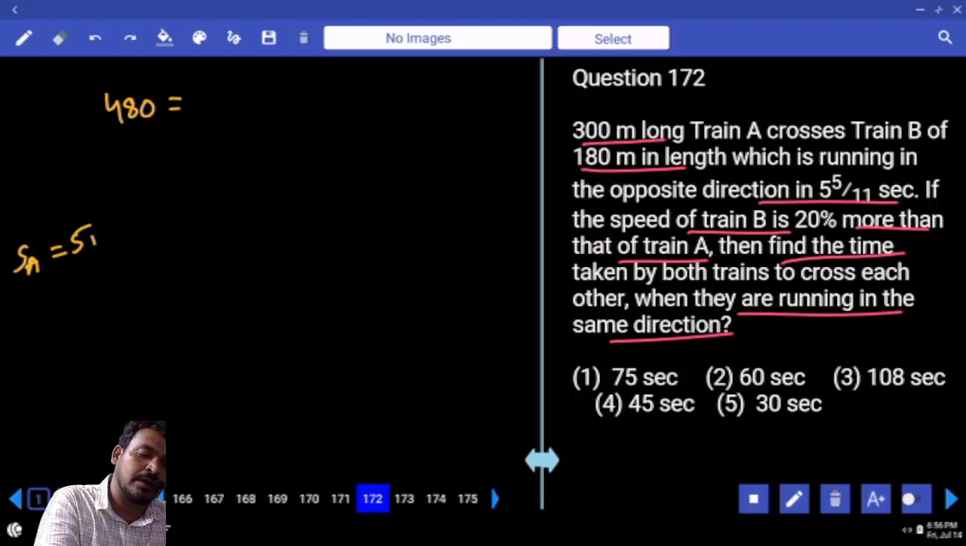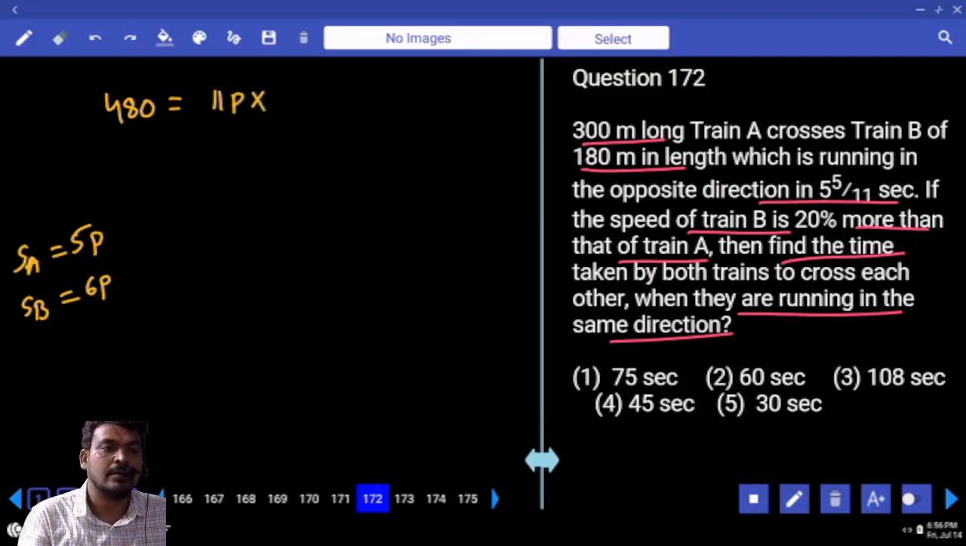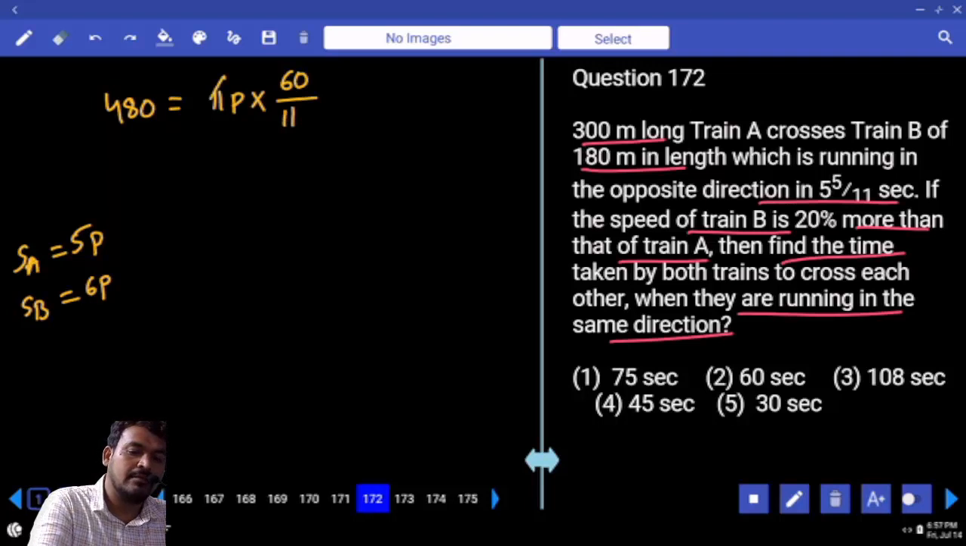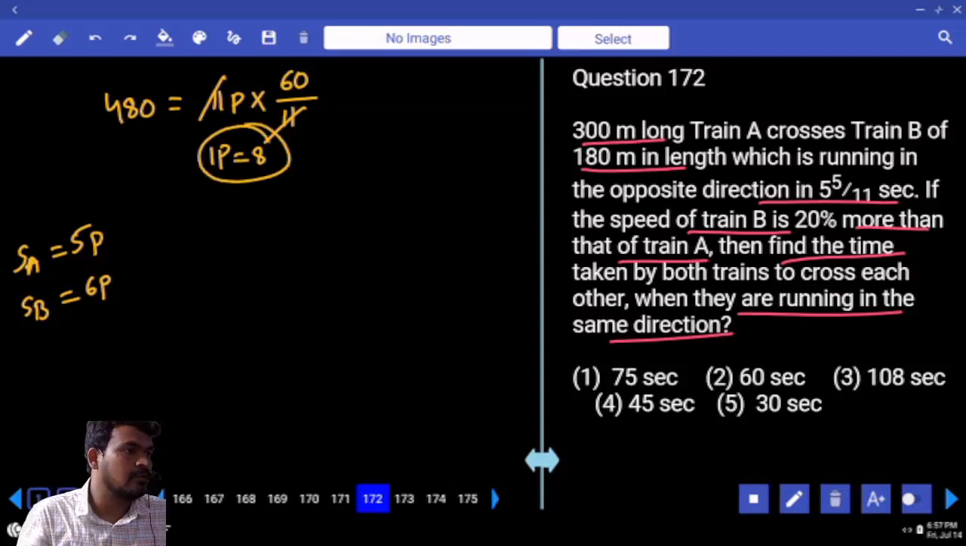Suppose the speed of the first train we consider as 5 parts. Speed of the second train will be 6 parts. Okay. What is the opposite direction relative speed? 11 parts, into time taken, 5 by 11 seconds. That will be 60 by 11, and the 11s get cancelled. 60 is almost 8 times, so every 1 part equals 8. 1 part value is 8.